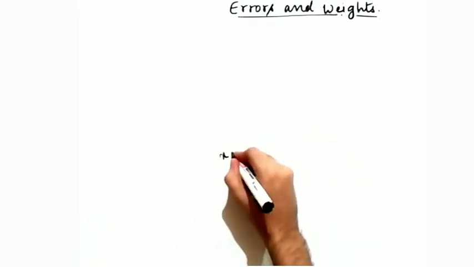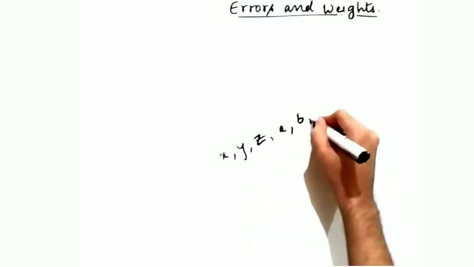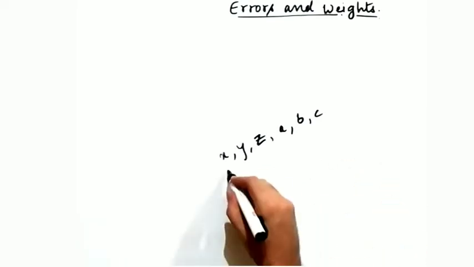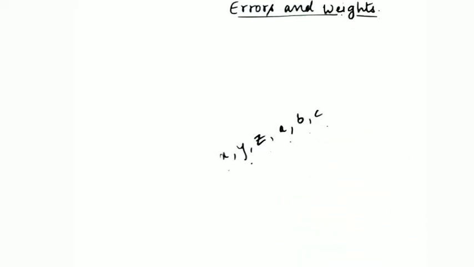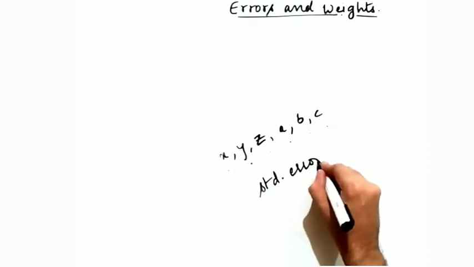In this topic, they will give you a few measurements like X, Y, Z, A, B, C. These are the measurements. Suppose you measured angles in a traverse, and these are the angles of the traverse. By giving these angles, the examiner will ask you the standard error of the mean.